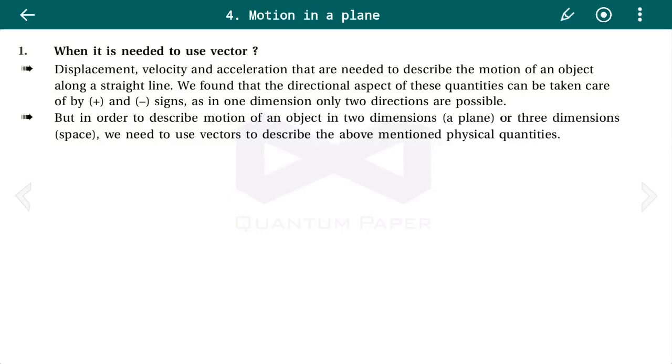In this video we are going to discuss scalar and vector quantities. First, let us see when it is needed to use the vector.